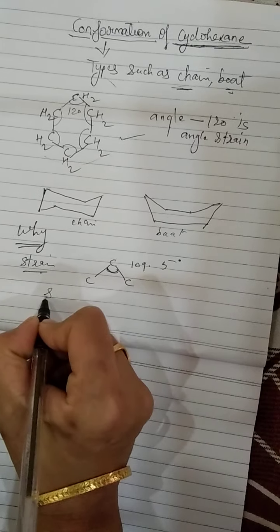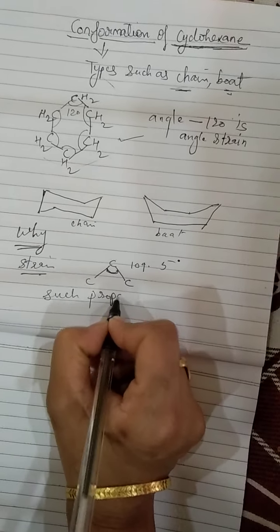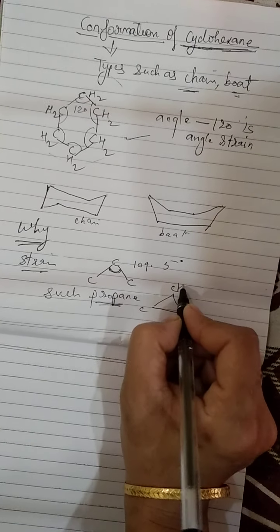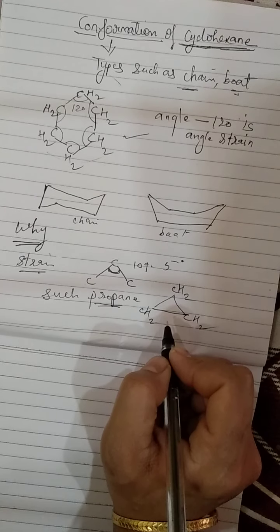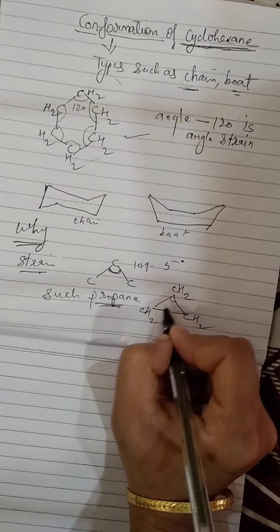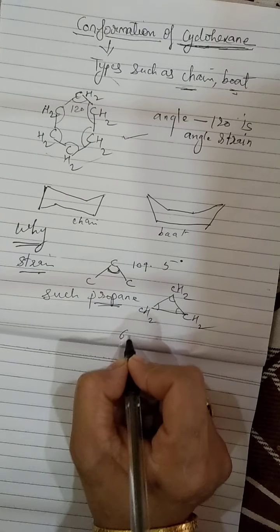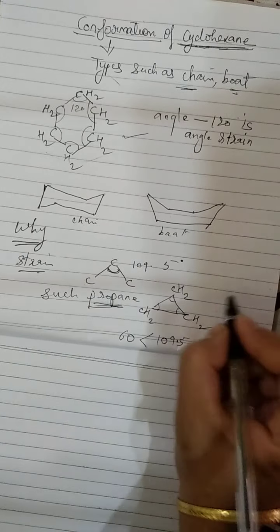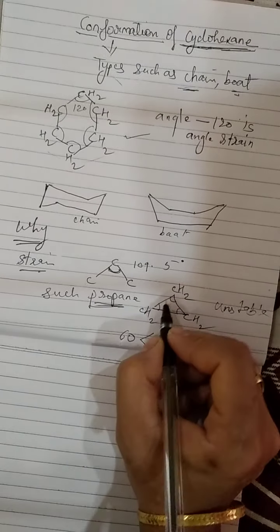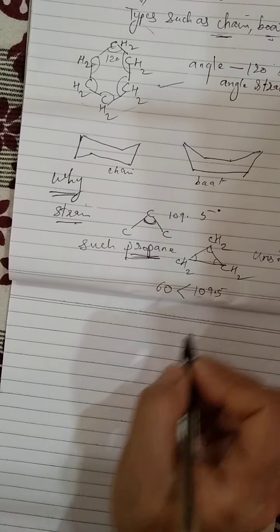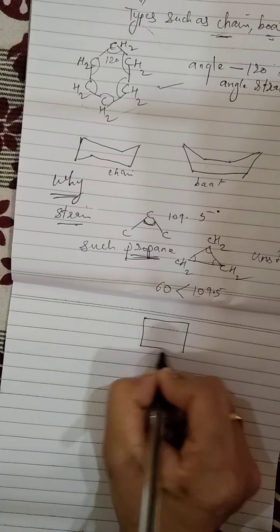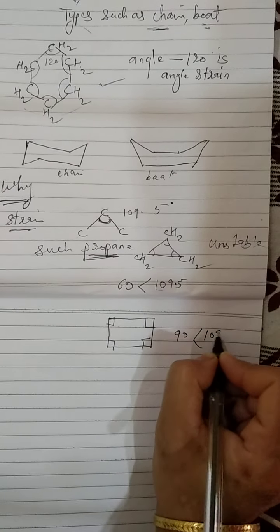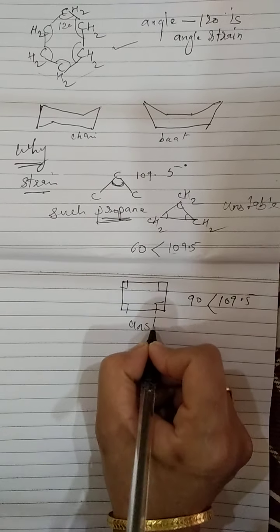Let us take some more examples, such as cyclopropane. If we take cyclopropane, it has a structure like this. Hydrogen is also there. But in this structure, all angles are 60 degrees, and 60 degrees is less than 109.5 degrees. That's why we say cyclopropane is a very unstable compound. Another example is cyclobutane. In cyclobutane, all angles are 90 degrees, which is less than 109.5. Therefore, it is also very unstable.